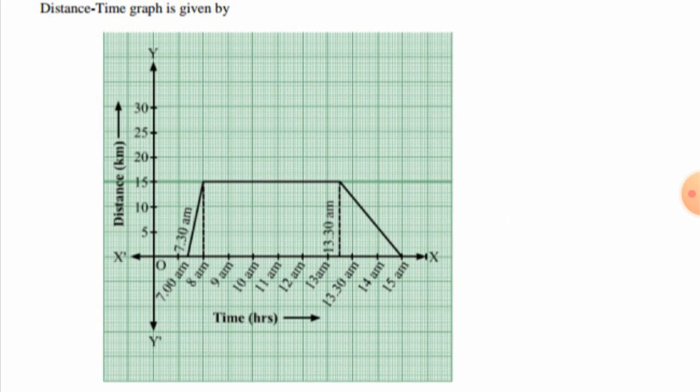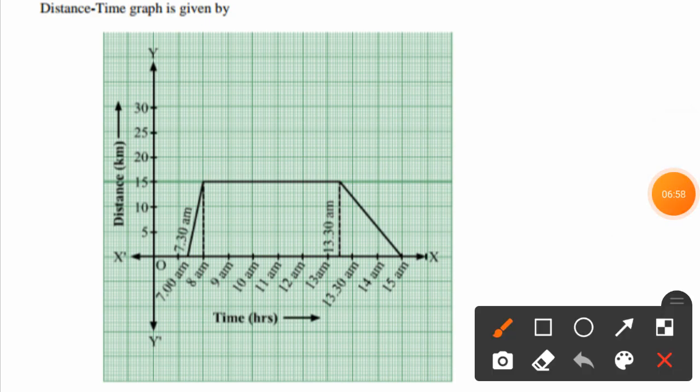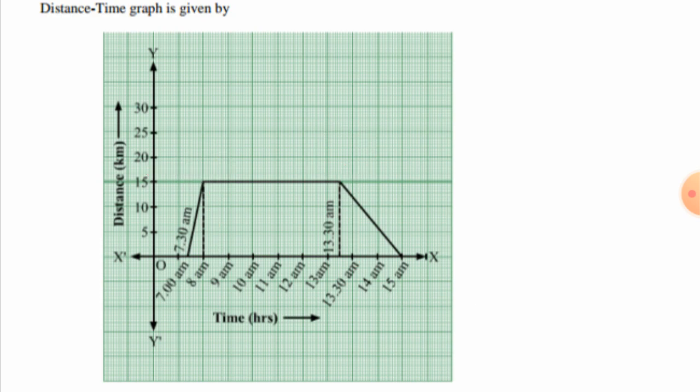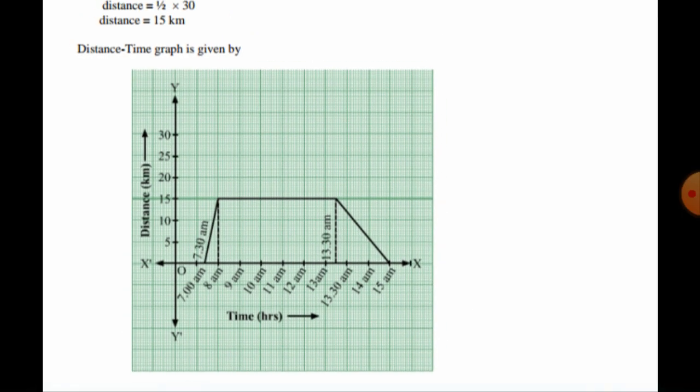So in this graph, on the x-axis we can represent the time, and on the y-axis we can represent distance. Starting from time 7 a.m., then 8 a.m., then 9, up to 15, which means 3 p.m. Now after this it is given that from 7:30 a.m. we have to start from this point, that is 8 a.m. to it is 15. Similarly, after 1, that means at 13, this point we have to represent. So here we can represent this distance-time graph.